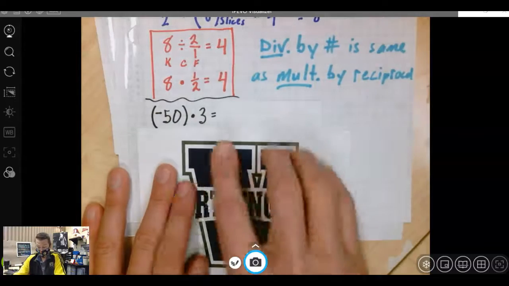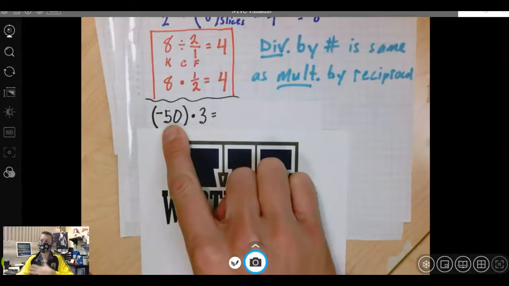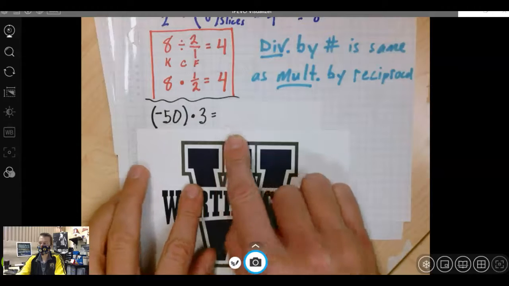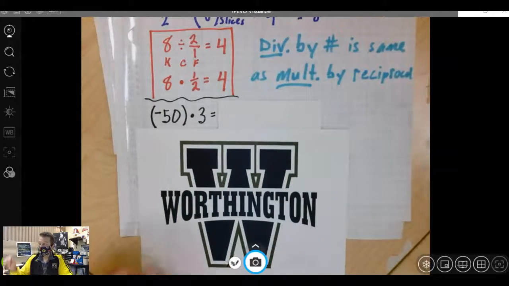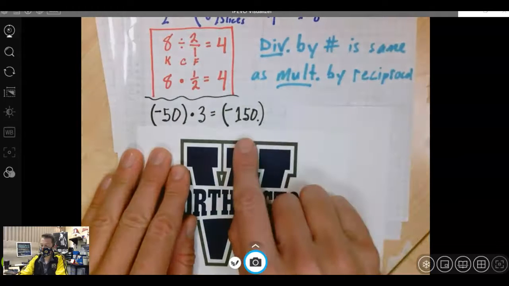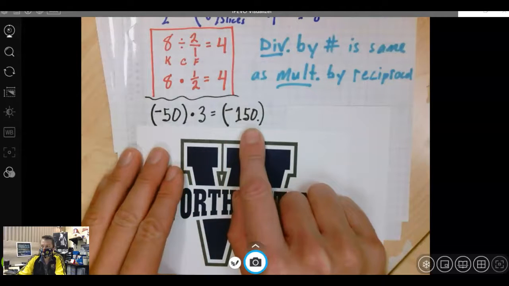I'll tell you that. So, if I bought 3 games at a cost of $50 each, what's that total? Just shout it out. Oh my gosh, I love that you said the negative. It's $150, but because I'm spending it, it's -150.